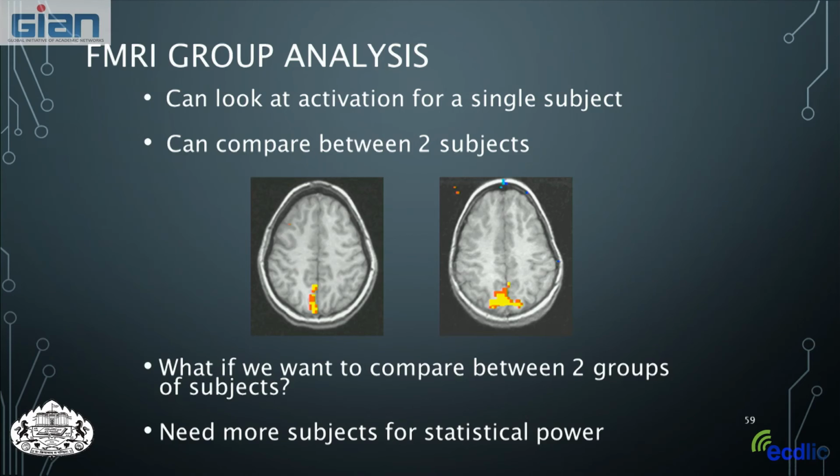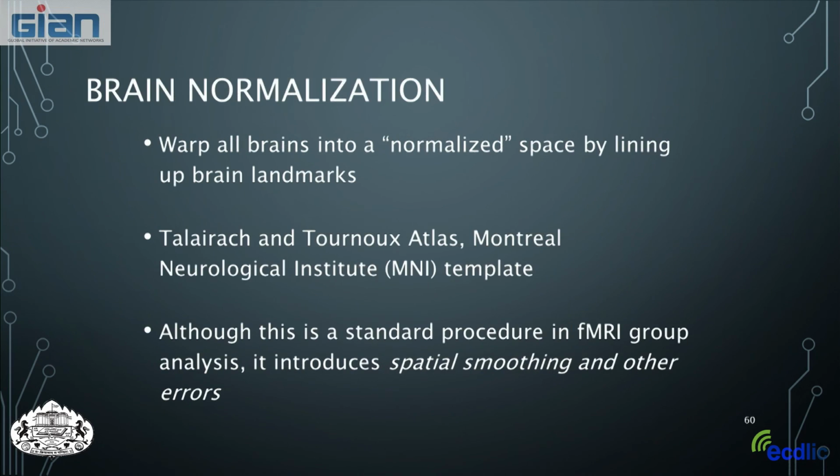Okay, so we can look at activation for a single subject. So then what if we want to compare these two subjects? Again, we need more subjects than two if we're going to get statistical power, right? So say we want to look at some kind of difference in their visual cortex back there. If we just look at two people, we don't have a lot of power to make any conclusions.